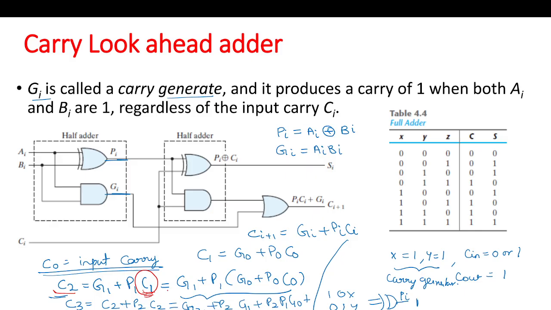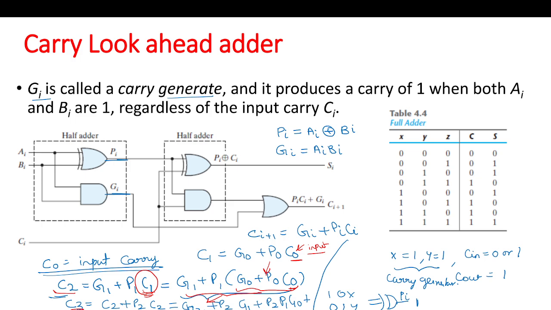To pre-compute this, we know the C0 value because it is the input carry. So every carry should be in terms of C0. So we further compute it by substituting this C0 value. Now when we have C3 = G2 + P2 C2, the C2 value will be substituted here. And next for C4, this value will be substituted in that. So every carry is now computed using C0 and need not wait for C1, C2, C3 to be computed.